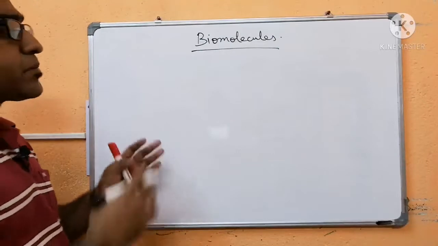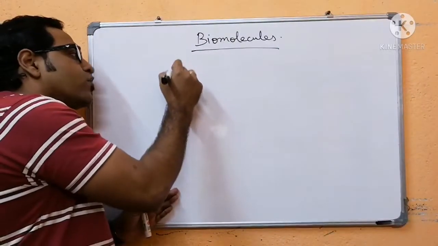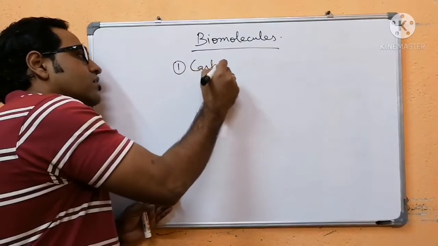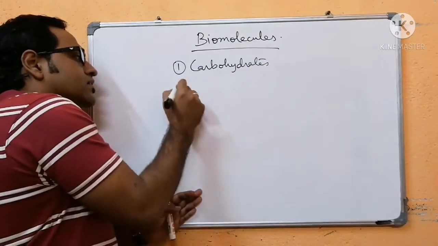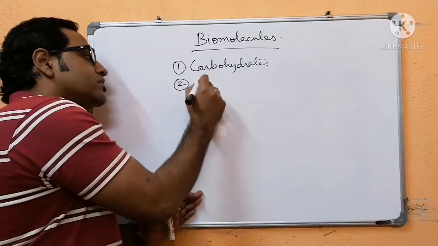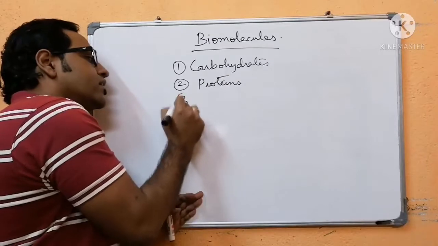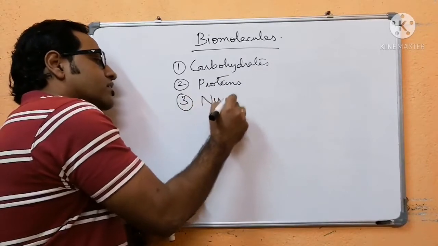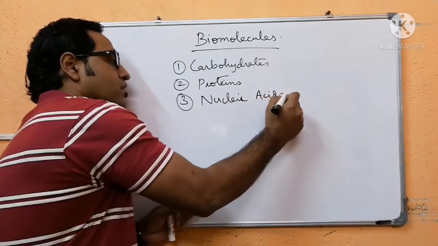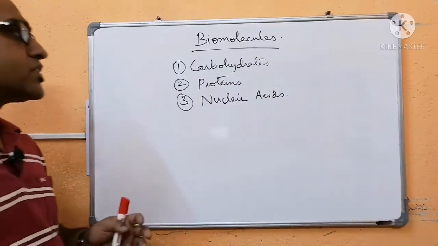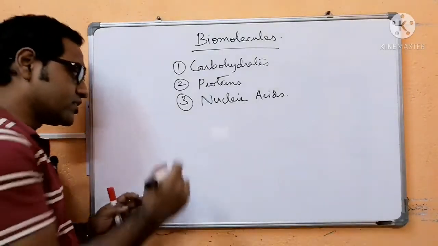Biomolecules. The chapter has got three major topics. The first one is carbohydrates. The second one is proteins, and the third one is nucleic acid. Now in this video I will discuss only carbohydrates. So let's start with carbohydrates.